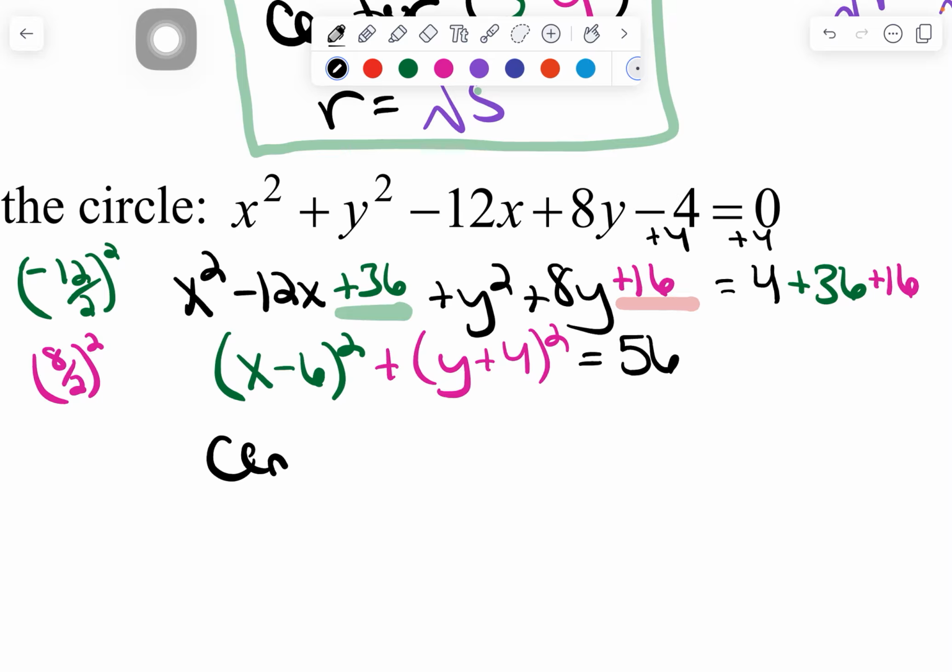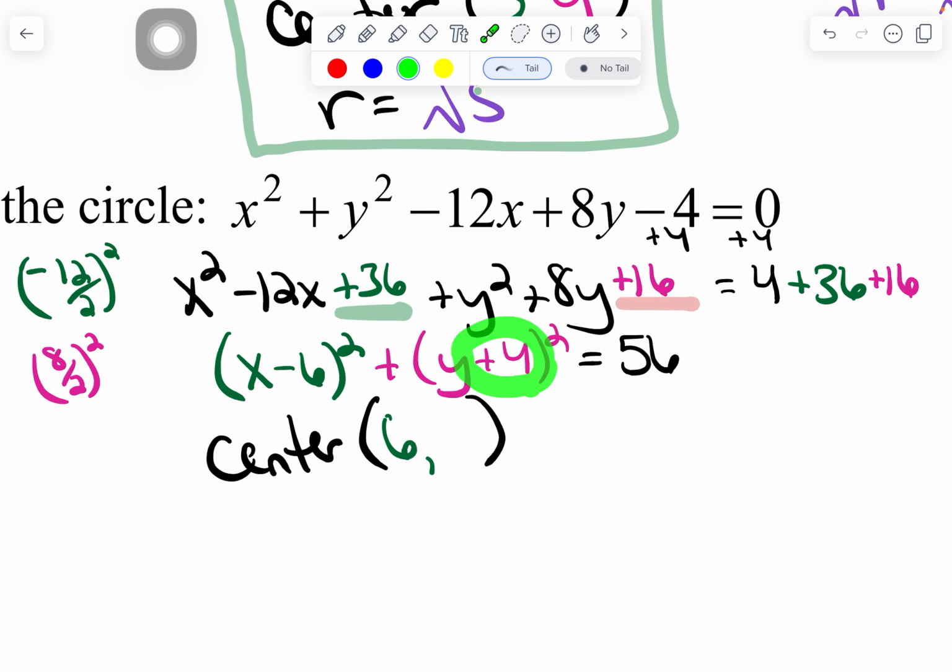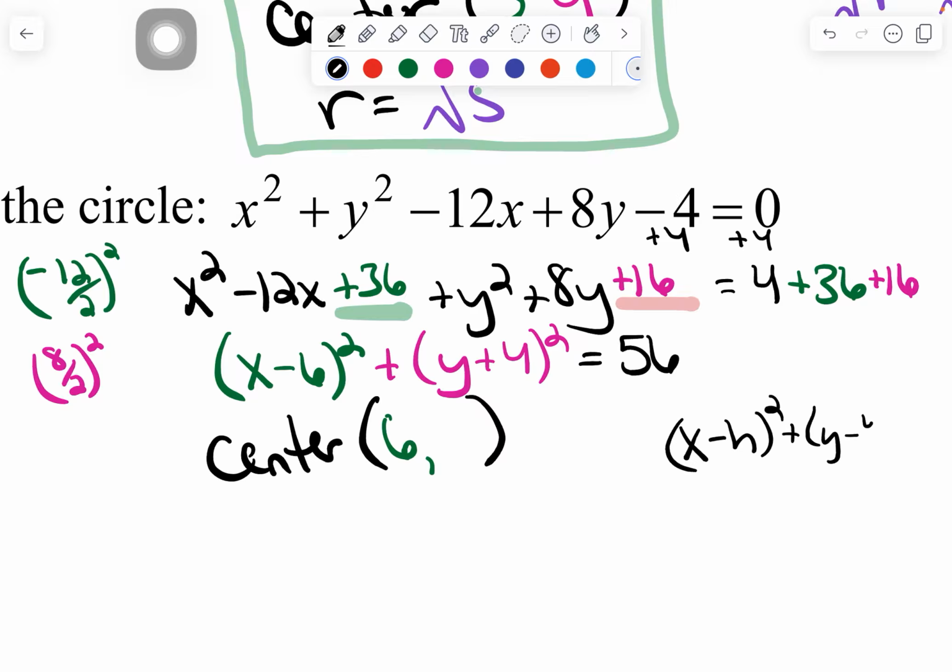So let's see, I want a center. That is going to be the point, and this is where you want to be careful. So this 6 is my h value, so it's going to be 6, comma. However, my k value, there's a weird thing that happens here because of the plus sign. In the actual standard form equation, I'm going to write this off to the side. It's x minus h squared plus y minus k squared. And because this is minus, but this is not, you actually have to change the sign to a negative 4. All right, so just be careful about that.